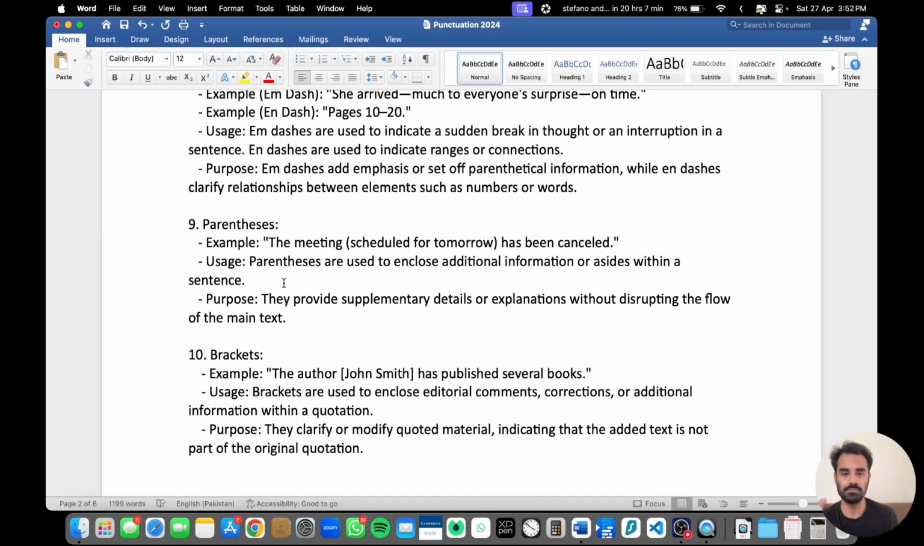If I put this parenthesis right there, "scheduled for tomorrow", it helps, because if I just say that the meeting has been cancelled, maybe in the following week I'm having a few meetings, 3 or 4 meetings. How am I going to get the clarification of which meeting I'm talking about, the one scheduled tomorrow? Or maybe I could also write "scheduled for Monday" or "scheduled for Tuesday", to be a little more specific about which exact meeting I'm talking about. So that's parenthetical information, extra information. It isn't required in every situation, but it gives a kind of formal touch and more clarity. So the purpose: they provide supplementary detail or explanation without disrupting the flow of the main text.